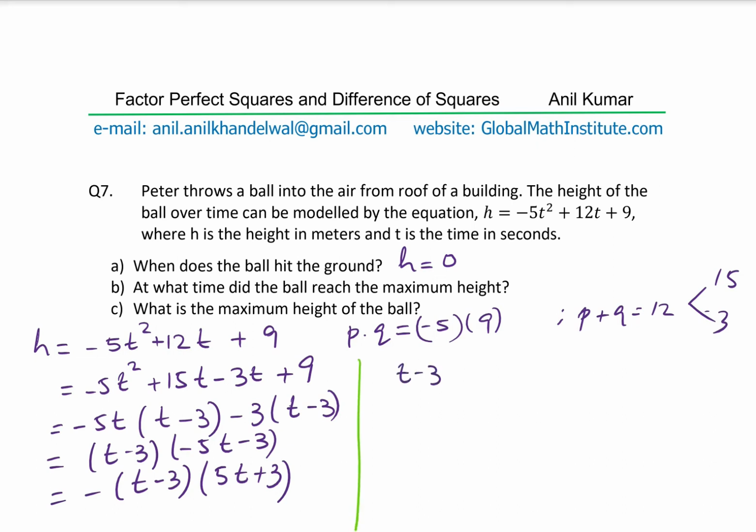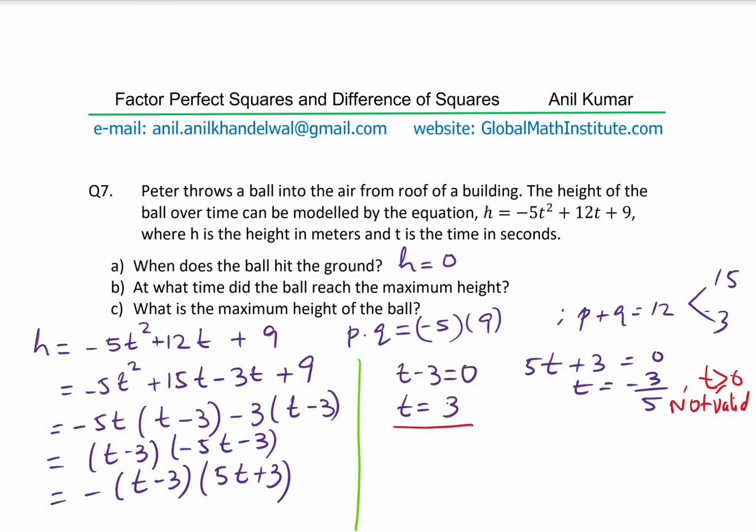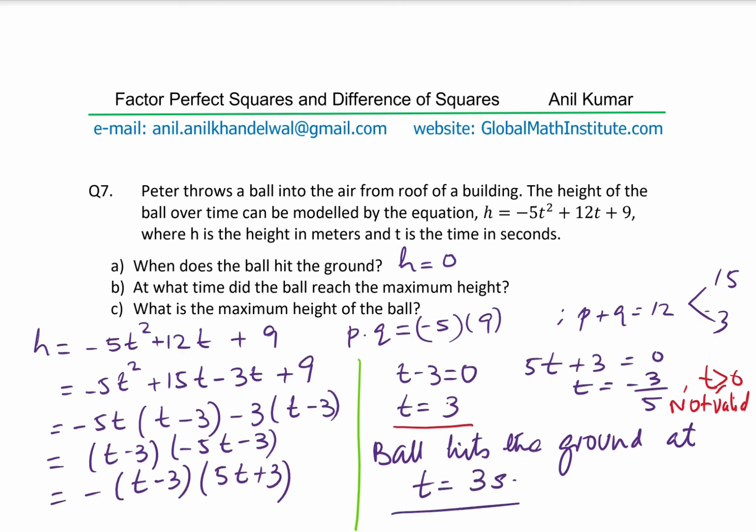t minus 3 equals 0 means t equals 3. And the other term here, 5t plus 3 equals 0, and that gives you t equals minus 3 by 5. Now that answer is not valid, right? So t has to be greater than or equal to 0, so this is not valid. So this is the right answer, t equals 3. And therefore, we can now write down our solution that the ball hits the ground at t equals 3 seconds. Does that make sense to you? So that is how we are going to answer this question.